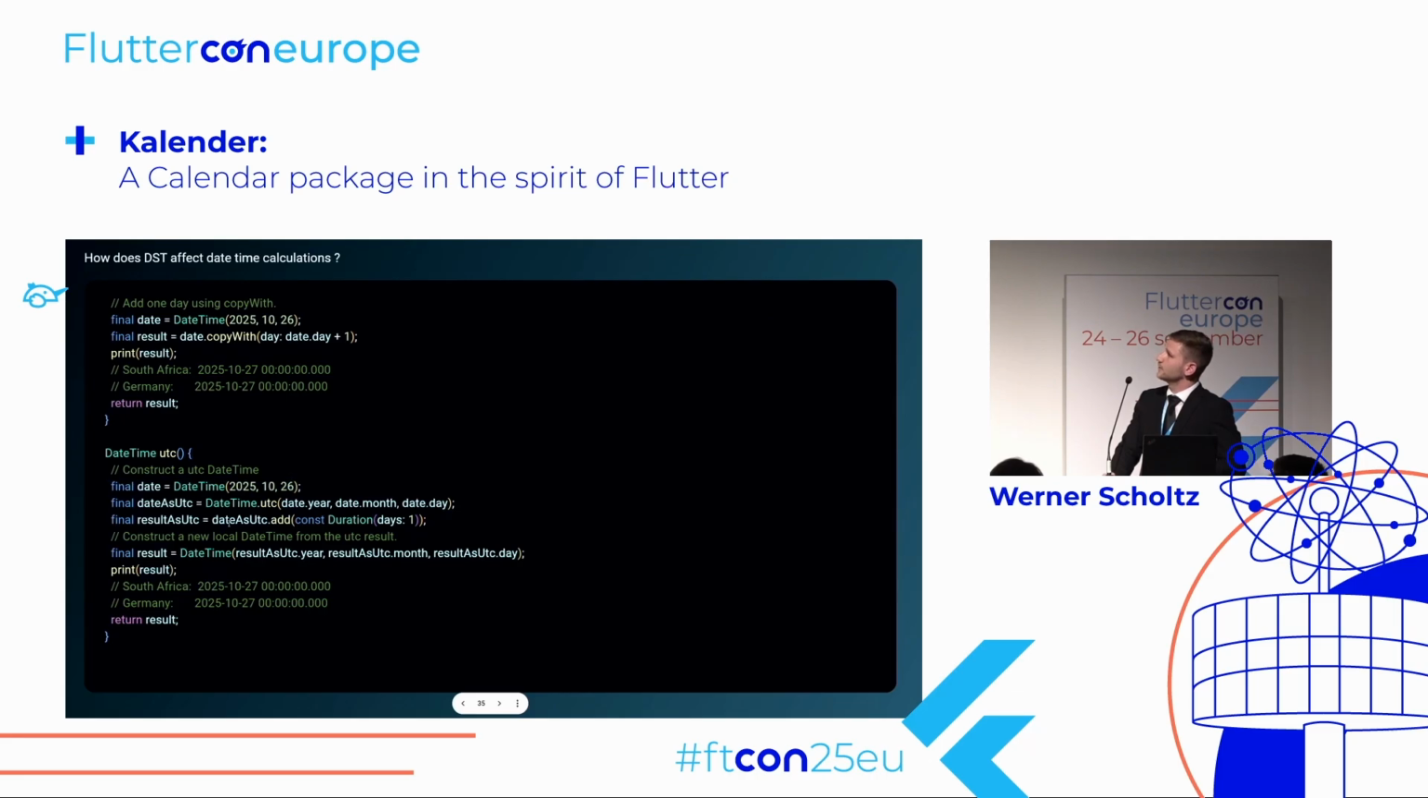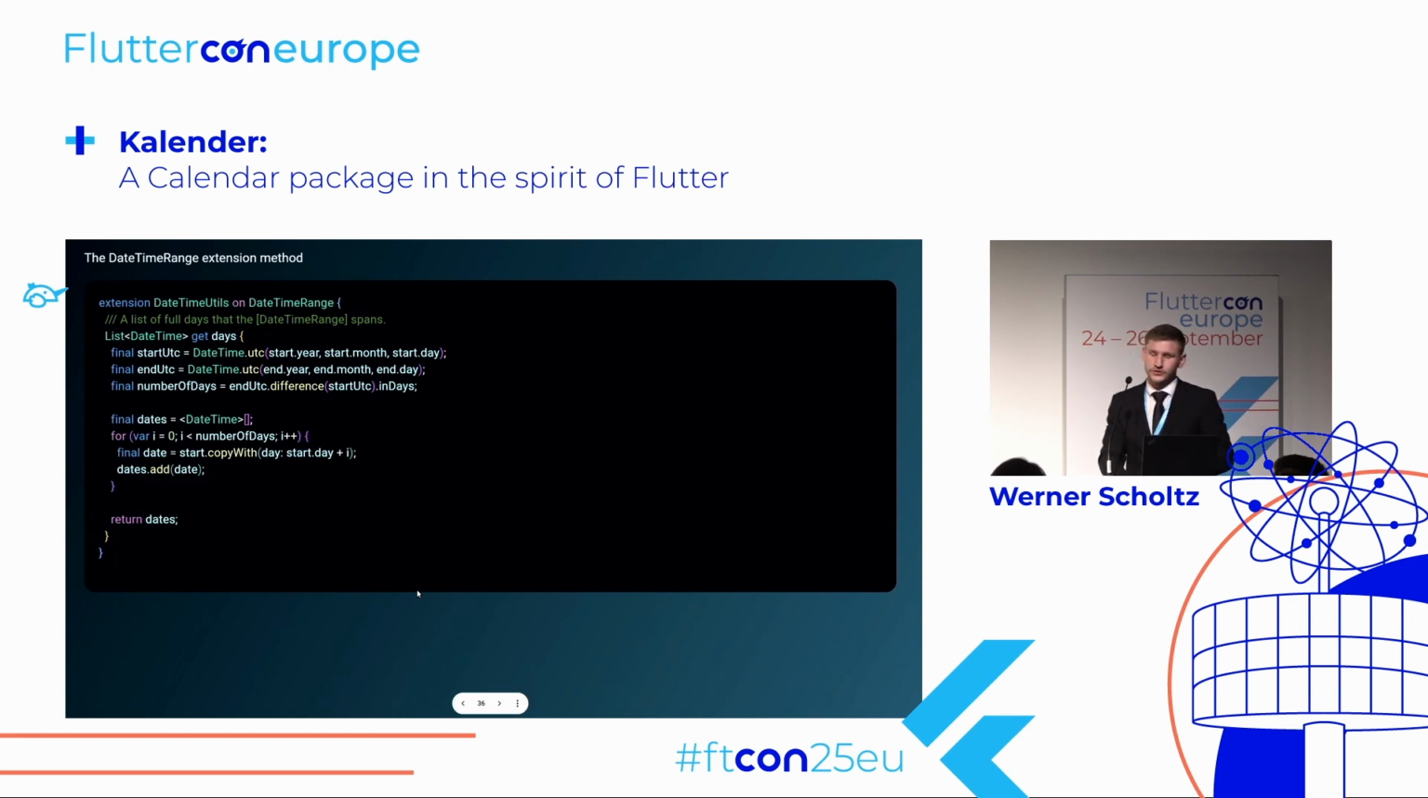So just construct a UTC date time class, add a duration of 1 day to it, and then from that result, I construct a local date time again. So those are basically the options we have, or that I had. Just to show you what the fix looked like, I construct 2 UTC date times, and then I take the difference of those. And then I run through the for loop again and use the copy with to add a day.